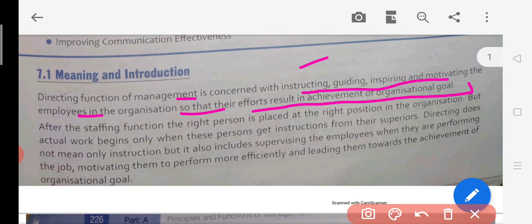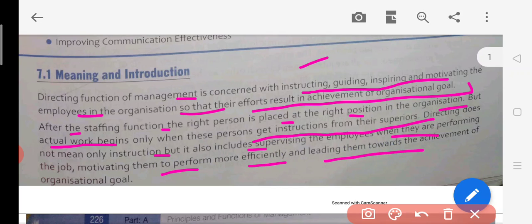So here it is written, after the staffing function, the right person is placed at the right position in the organization. But actual work begins only when this person gets instruction from their superiors. Directing does not mean only instruction, but it also includes supervising the employee when they are performing the job, motivating them to perform more efficiently, and leading them towards success and achievement of organization goals.